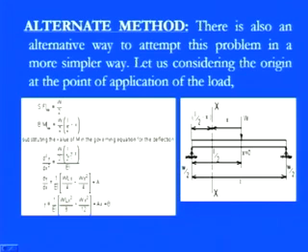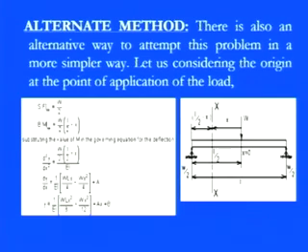Now if we integrate, we have dy by dx, that is the slope. The slope equals 1 by EI times W into L into x divided by 4, minus W x square by 4, plus a constant A, which is the integration constant. Then if we integrate again, we have the deflection, which equals 1 by EI times W into L into x cube divided by 8, minus W x square by 12, plus Ax plus B.